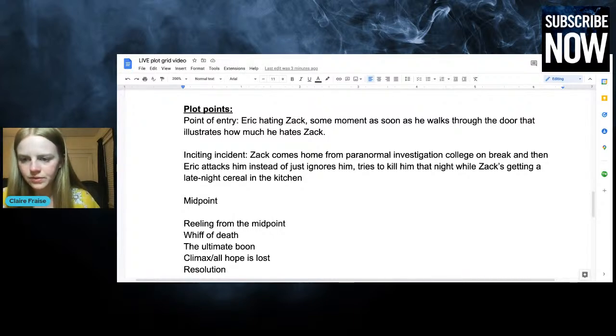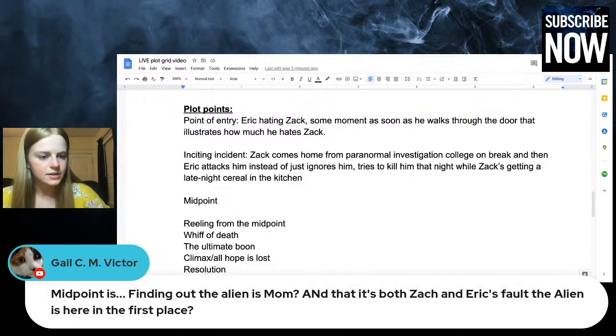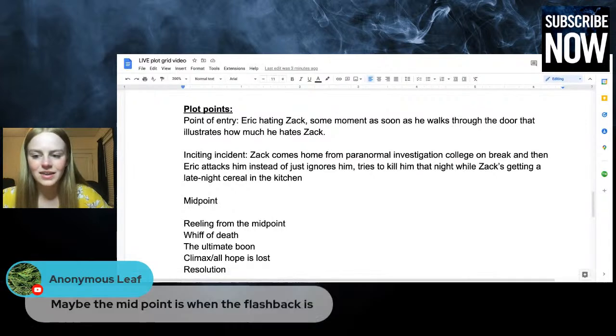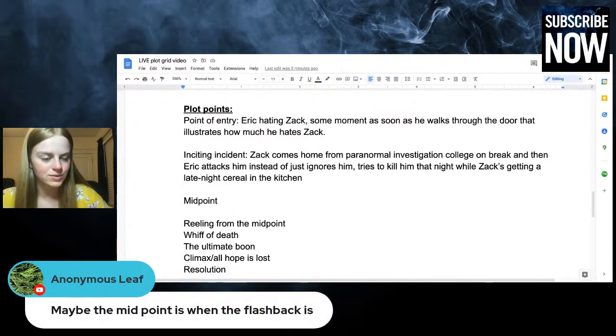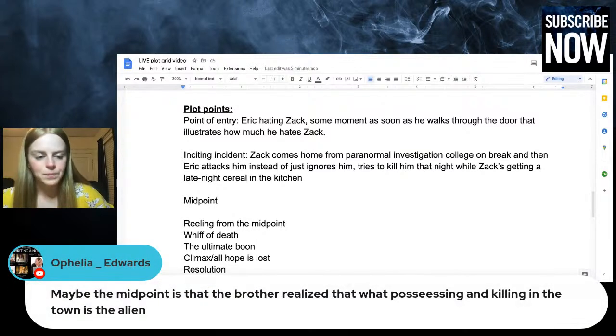Let's see. Gail said midpoint is finding out that the alien is the mom and that it's both Zach and Eric's fault the alien is here in the first place. Yeah. Anonymous Leaf said maybe the midpoint is when the flashback is. Yes, I also like this idea. Ophelia Edwards said maybe the midpoint is that the brother realized that what is possessing and killing the town is the alien. Yeah, I also like that.